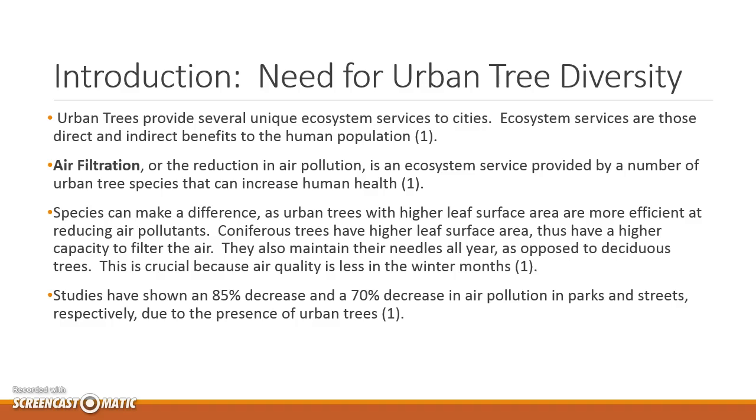So in considering the 10-20-30 rule, as we'll talk about a little bit later here, consider the use of coniferous species as part of that method of urban tree diversity in climates that are colder or have longer winter seasons, such as in Alaska. Studies have shown that there's an 85% decrease and a 70% decrease in air pollution with the presence of urban trees in parks and streets, respectively.